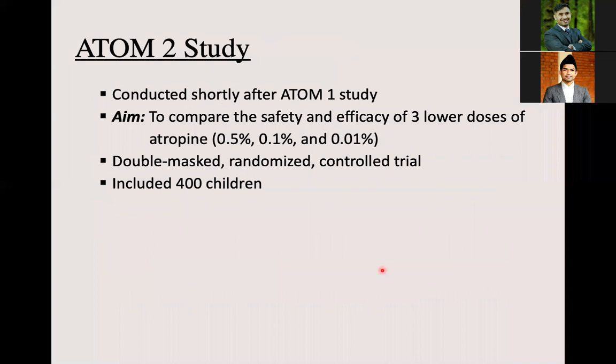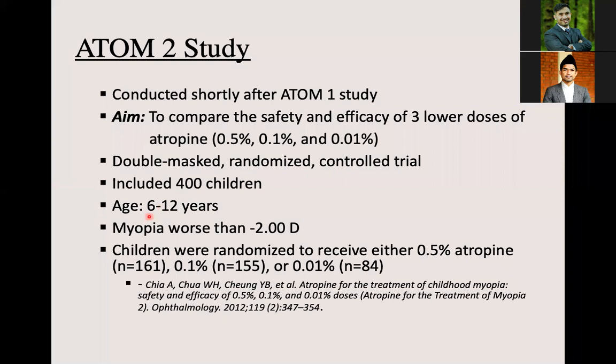Later on, another study was continued, named the Atom 2 study, and it was conducted shortly after the Atom 1 study. What was the main aim of this study? The main aim was to compare the efficacy of three doses: 0.5%, 0.1%, and 0.01%. Here, 400 children were enrolled from age 6 to 12 years, with myopia worse than -2 diopter. Both eyes were treated.